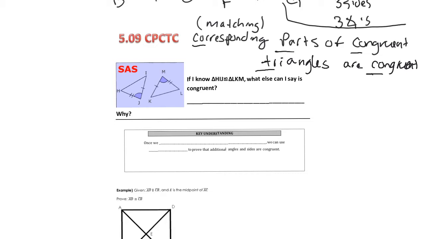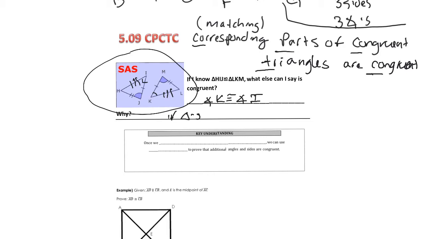So if I know these two triangles are equal, what else can I say is congruent? These are congruent by side, angle, side. So once you know they're equal, I know angle K is equal to angle I. I also know LK is equal to HI. Because if the triangles are congruent, all the matching pieces are congruent.